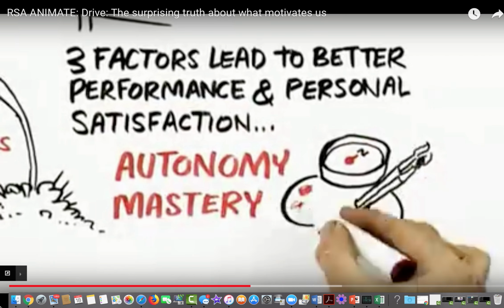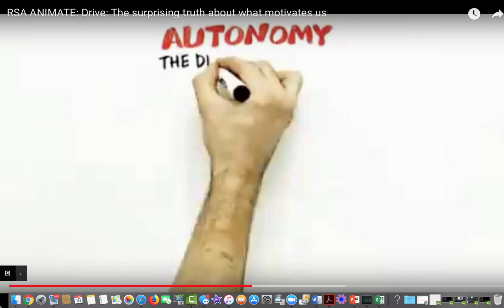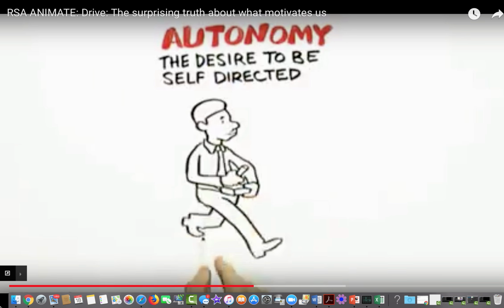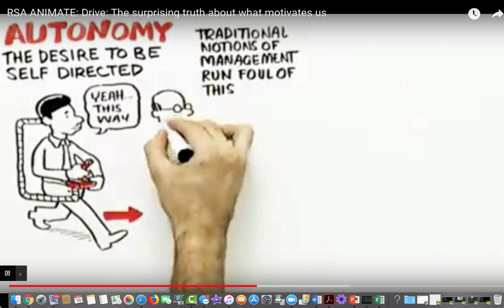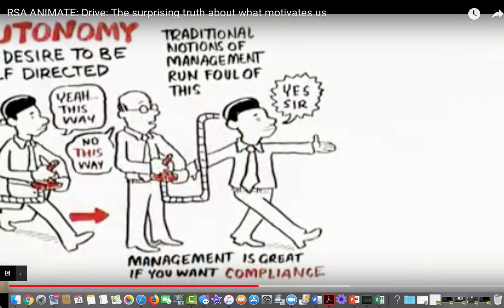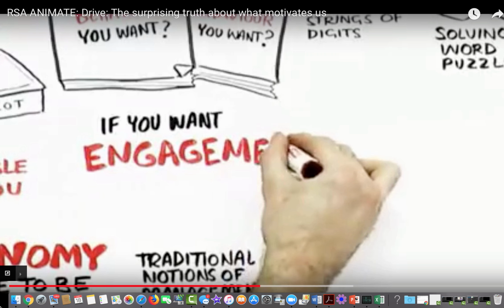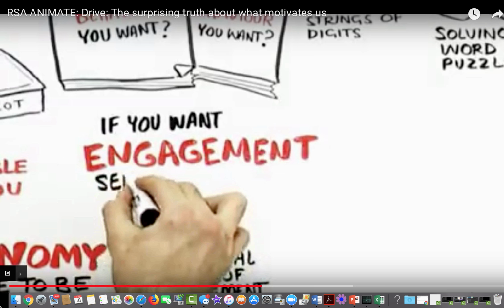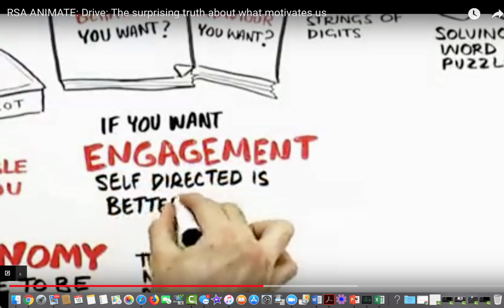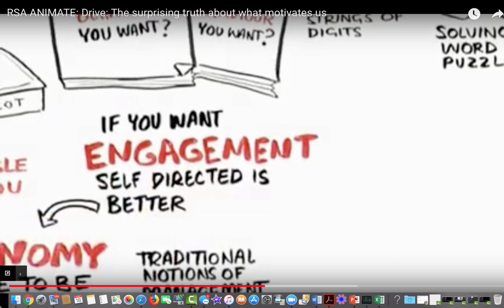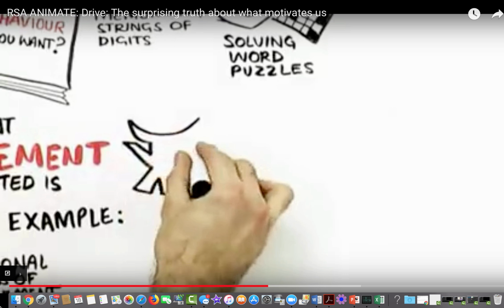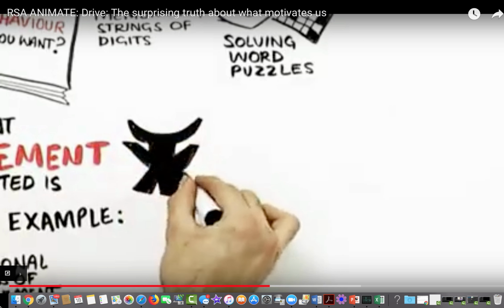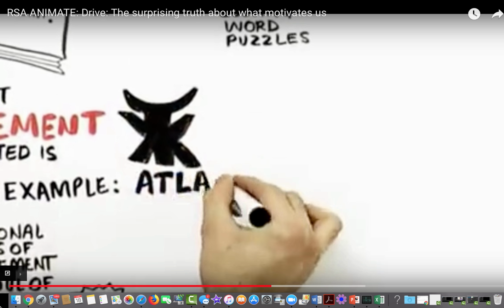Autonomy, mastery, and purpose. Autonomy is our desire to be self-directed, to direct our own lives. Now, in many ways, traditional notions of management run afoul of that. Management is great if you want compliance, but if you want engagement, which is what we want in the workforce today as people are doing more complicated, sophisticated things, self-direction is better. Let me give you some examples of almost radical forms of self-direction in the workplace that lead to good results. Let's start with this company right here, Atlassian, an Australian company.